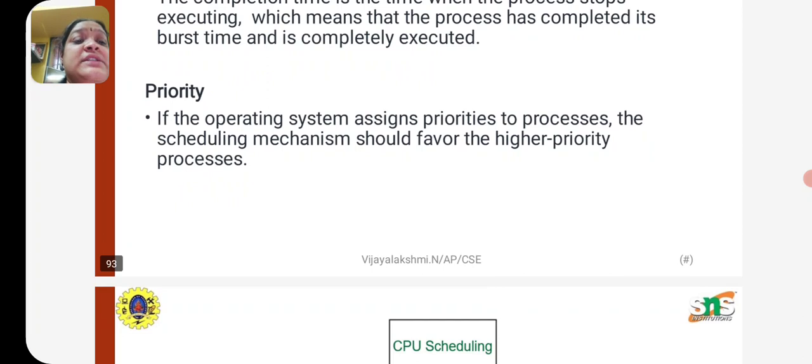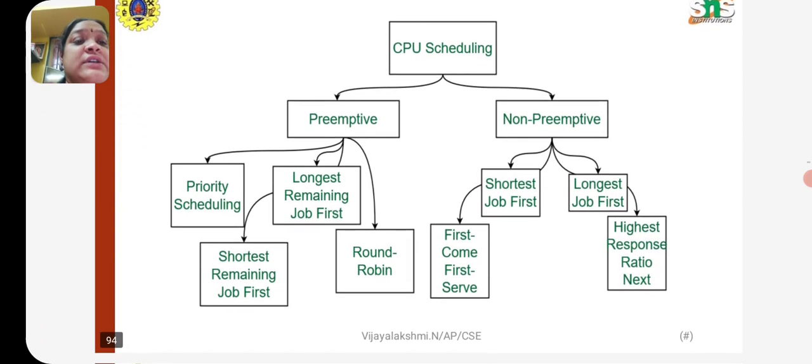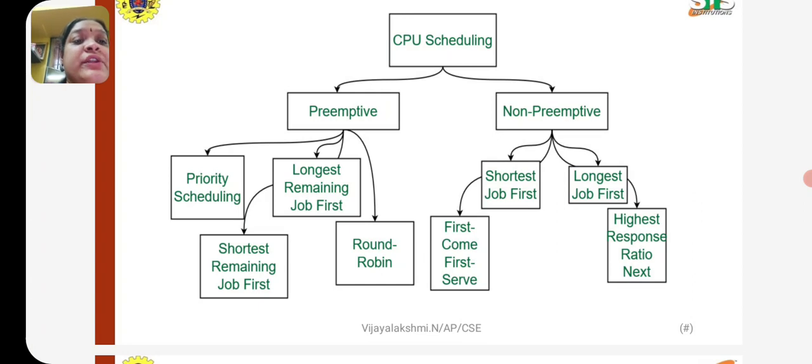Priority: if the operating system assigns priority to processes, the process with the highest priority enters the CPU first. These are the types of CPU scheduling: preemptive and non-preemptive. The first is FCFS, first come first serve, which is non-preemptive. Shortest job first we have as non-preemptive, and preemptive also. Priority scheduling is preemptive, and round robin is also preemptive. So we have 4 algorithms. Let us see them one by one in the forthcoming videos. Thank you.